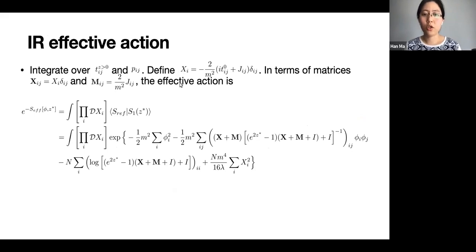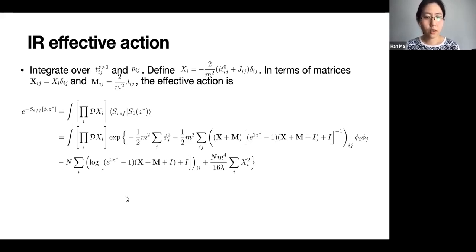By defining a new variable related to the T0, we are able to express the effective action as this integration of some Boltzmann weight of the path over the initial UV field. And this is the expression for the effective action. If we are able to integrate over the fluctuating initial condition, we are able to get the exact form of the effective action. However, it's hard.